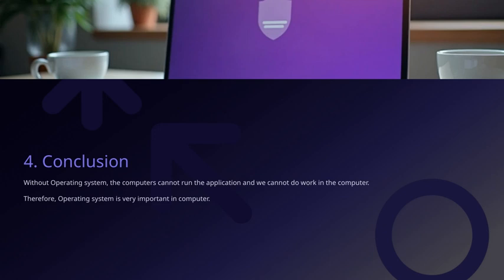Remember, without it, computers would be just powerful machines that can't do much on their own. This highlights why understanding the role of operating systems is fundamental to grasping how computers function in our tech-driven world.